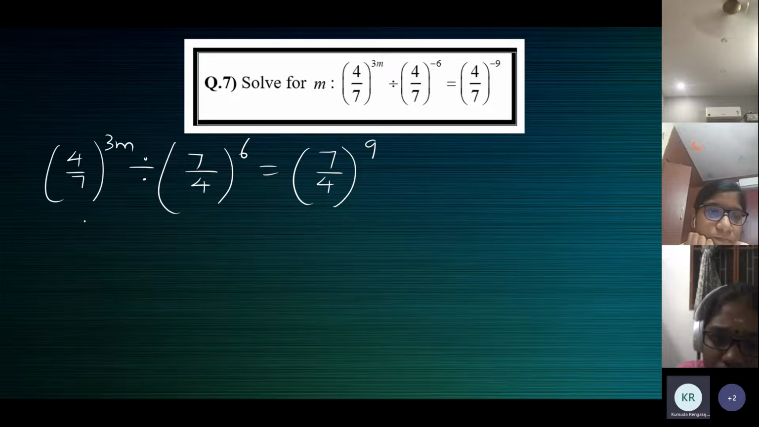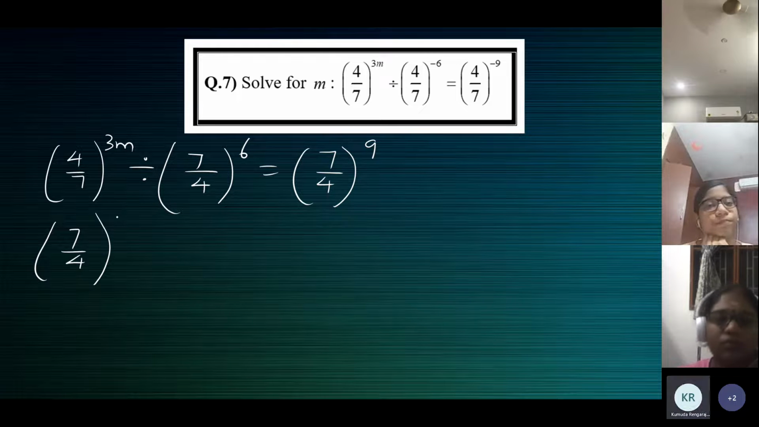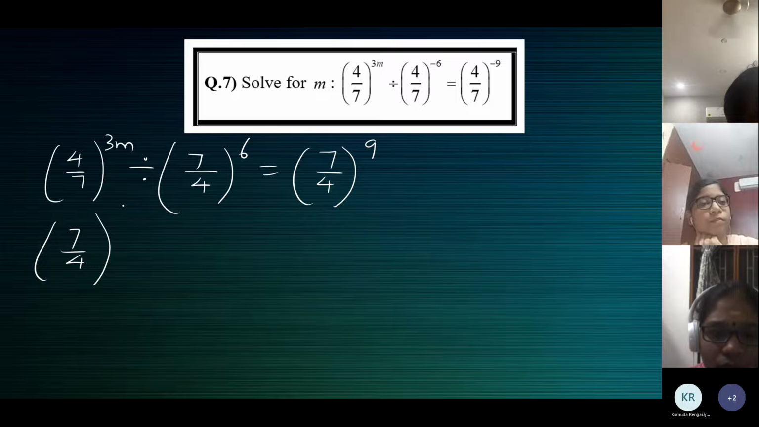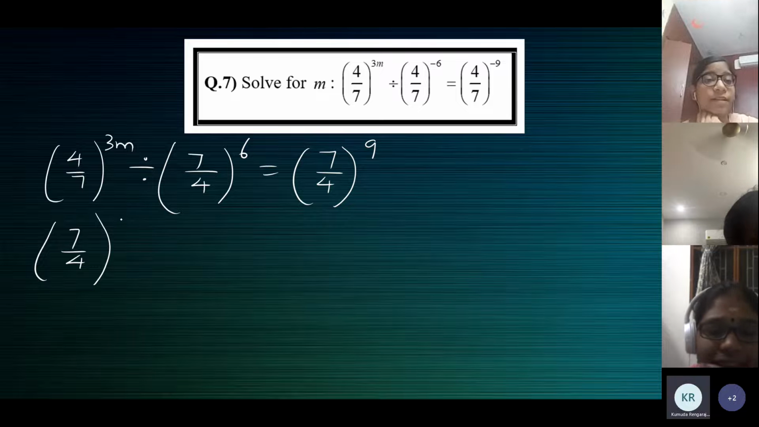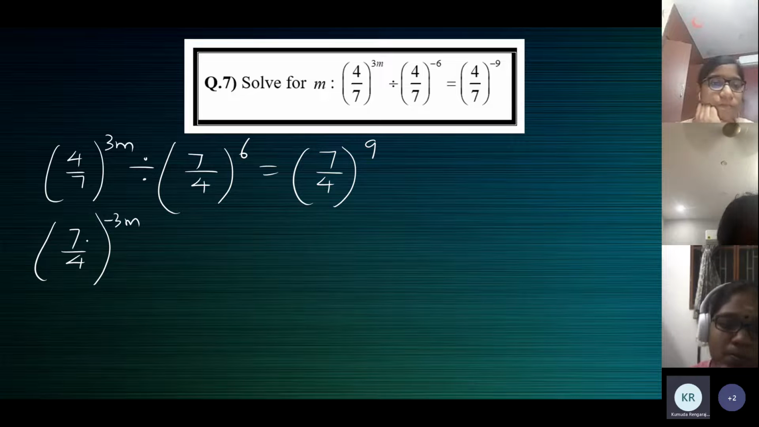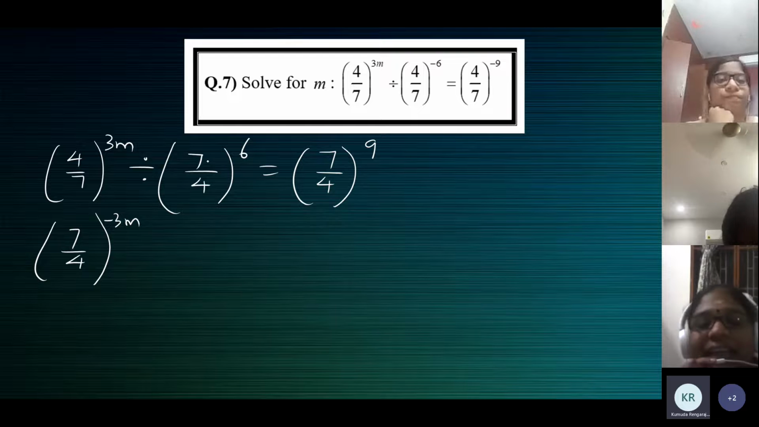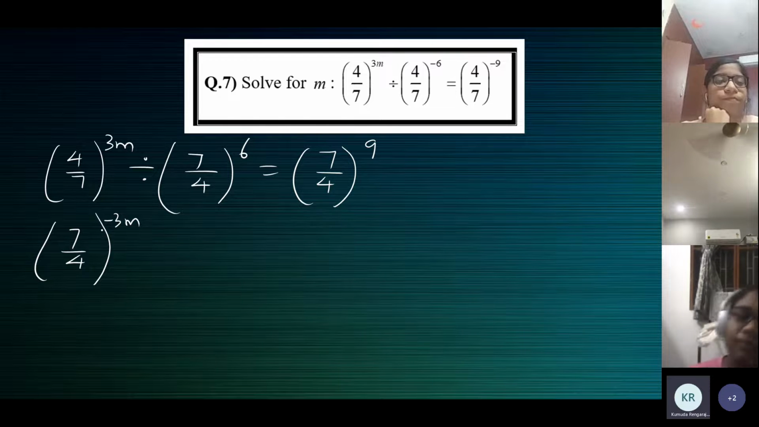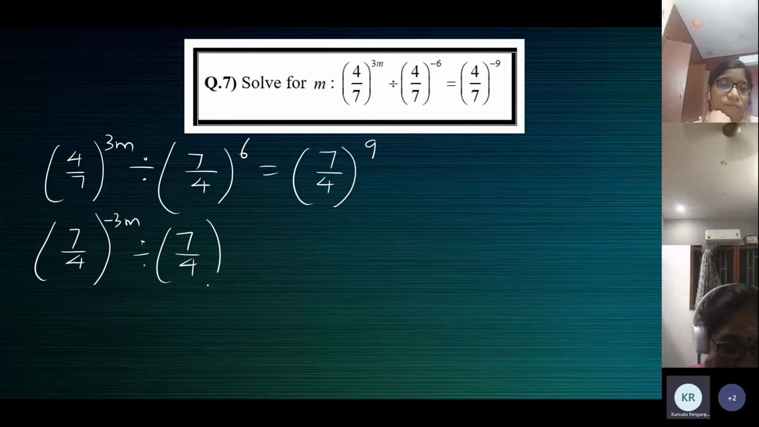So what you plan to do is, okay, let me make this first one also 7 by 4. So what should you do to 3m? Minus 3m it will become. Why did you make my 4 by 7, 7 by 4? Because the bases are not same. I have 7 by 4 here. So I take the reciprocal of the base and the negative of the power, divided by, I write this as it is. Again, I should not change this.